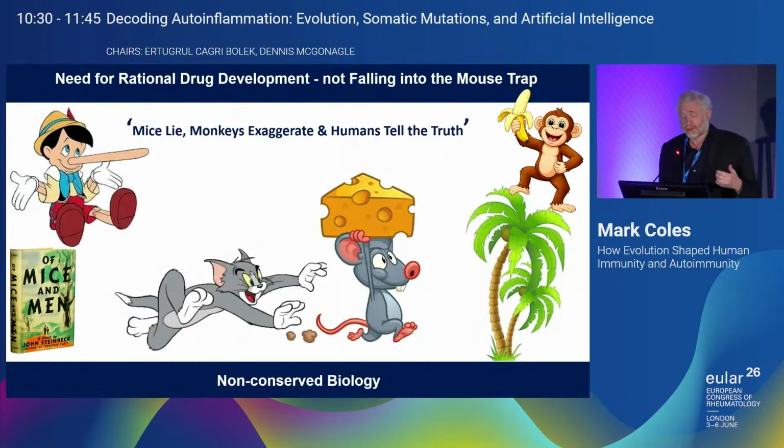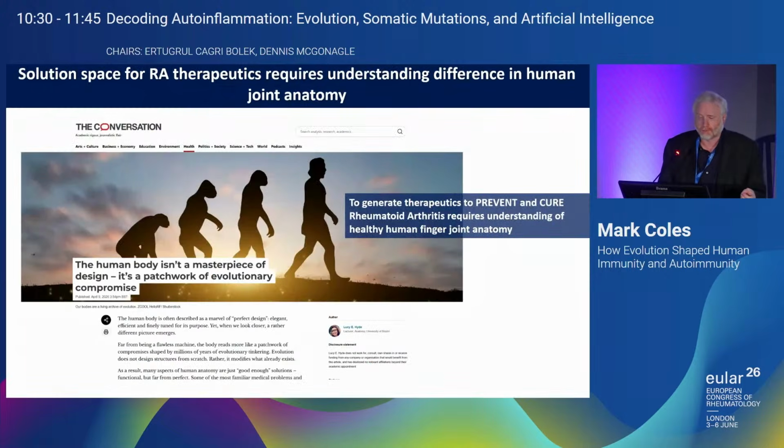I additionally always tell people, because I do quite a lot of quantitative systems pharmacology in the imaging space, that we need to have rational drug development, and I call it falling into the mousetrap. That's particularly common. It's not that we don't find models of rheumatoid-like arthritis in mice useful, but they often work by a completely different mechanism than is driving the human disease. I often say mice lie, monkeys exaggerate, and humans always tell the truth. Part of this is that the biology is not conserved.